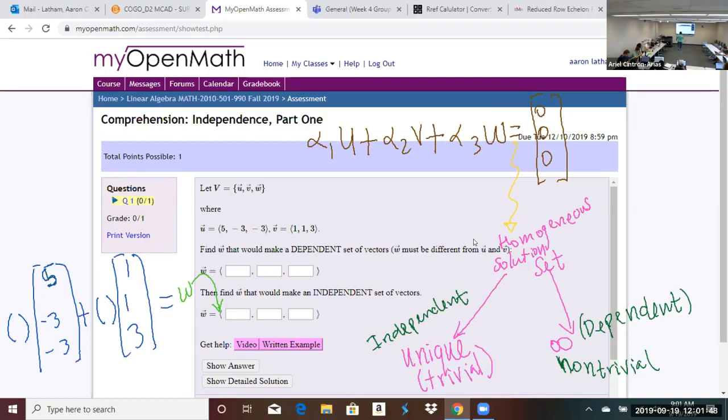So I have a question. If we're finding a linear combination of u, v, w, are we saying u plus v equals w? Is that one way of determining it? U plus v, it's almost that.